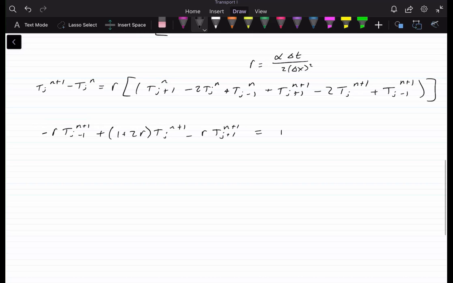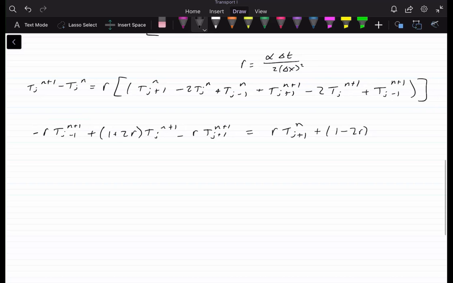And that's going to be equal to r Tj plus 1. And it's basically just going to be the same exact thing, but since this is on the other side, this is going to be a minus. And this is Tj to the n.